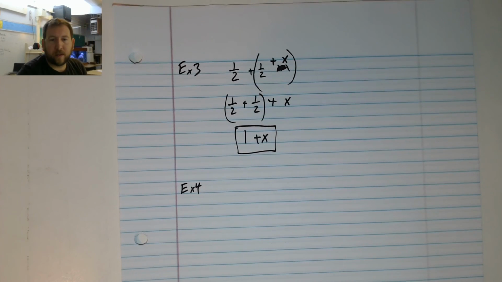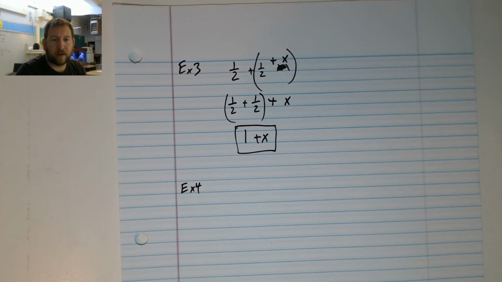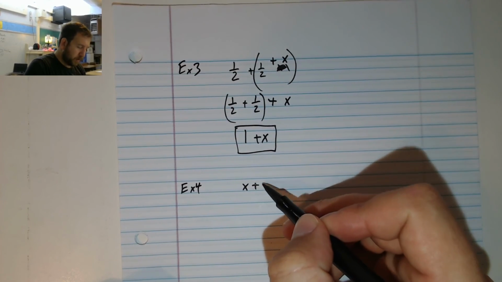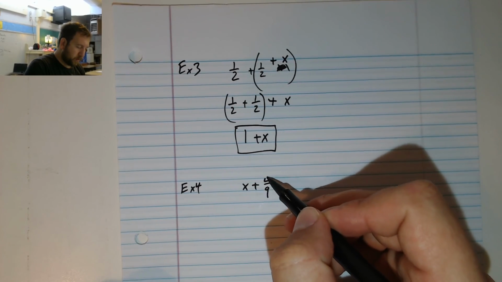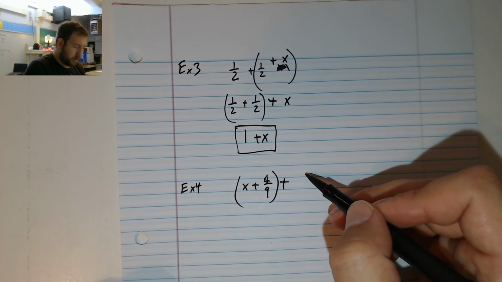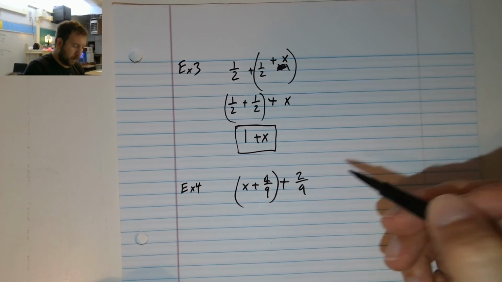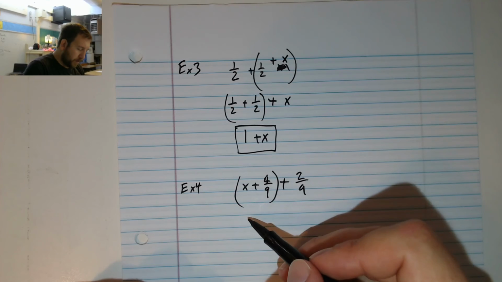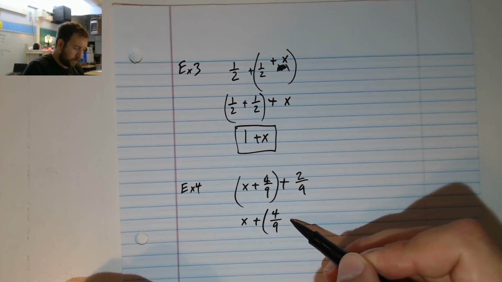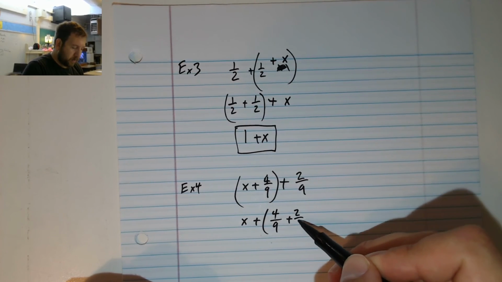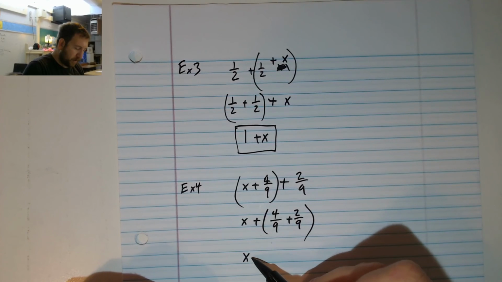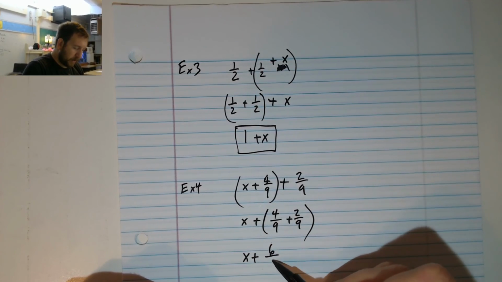Last example that I'll do on this one, we're going to simplify the following expression. We're going to do x plus 4/9. That is a terrible 4. Sorry about that. Plus 2/9. Okay, again, I'm going to use my associative property, and I'm going to write x plus 4/9 plus 2/9. 4 plus 2 is 6, so I know that I have x plus 6/9.